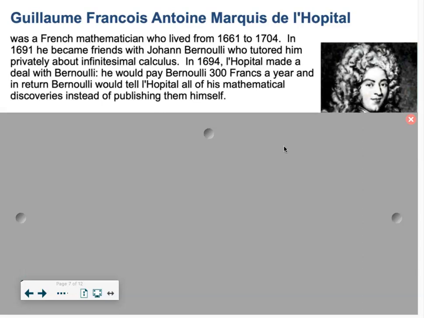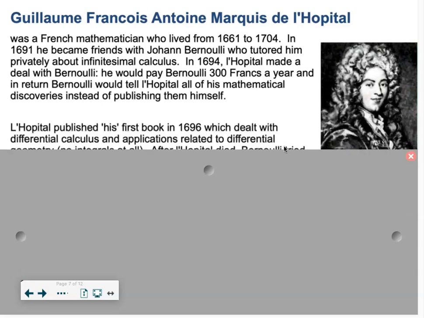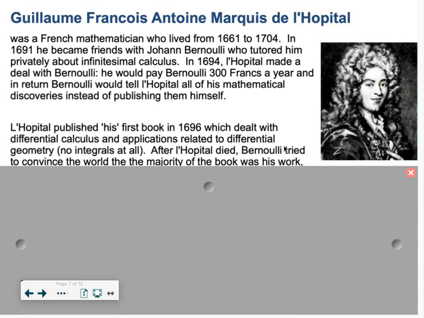So L'Hopital was not an extremely gifted mathematician. He wasn't stupid, but he was not super gifted. What he was, was a really smart business guy, right? So here's what happens. He publishes this book in 1696, which dealt with differential calculus and applications related to differential geometry. In this book, that's where one of the things you find is L'Hopital's Rule, right? So L'Hopital has this book. It's huge. It's really successful. Everyone is like, wow, you are such a genius, L'Hopital, right?